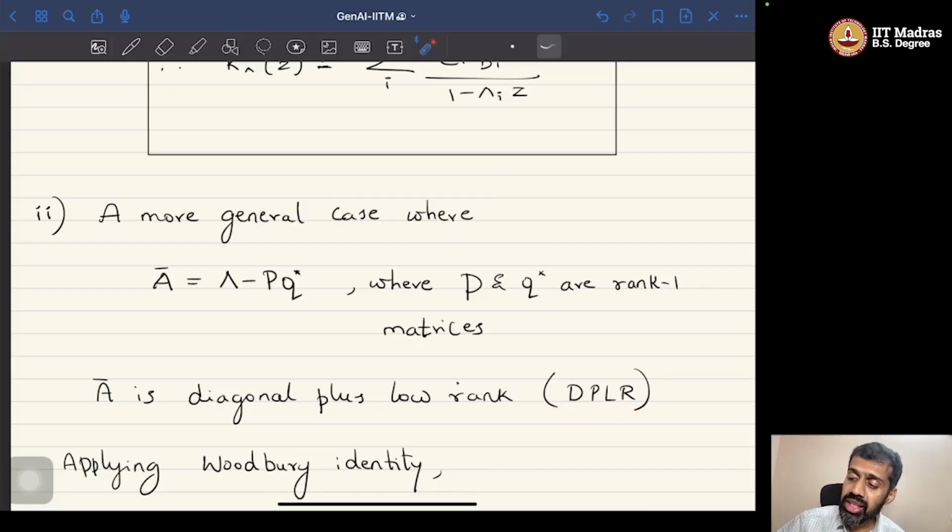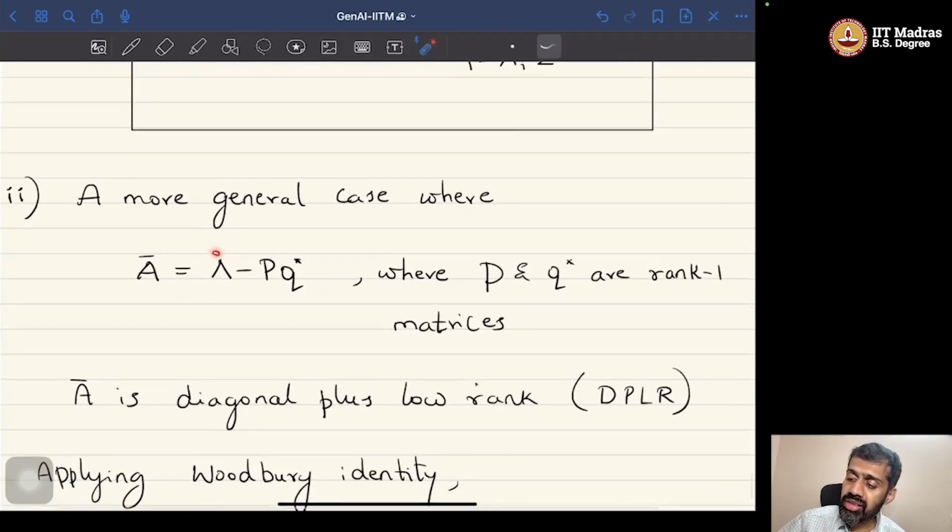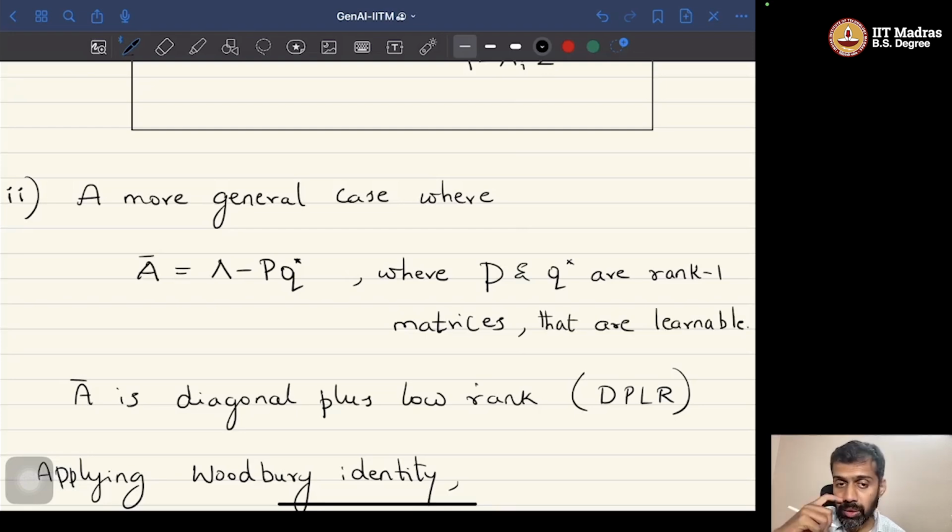So what we have is that A or A bar is imposed with this particular structure, where there is a diagonal matrix and a low rank part, the outer product of two low rank matrices. Here P and Q are rank 1 matrices, and P and Q are also learnable. Now A bar is called a diagonal plus low rank matrix.